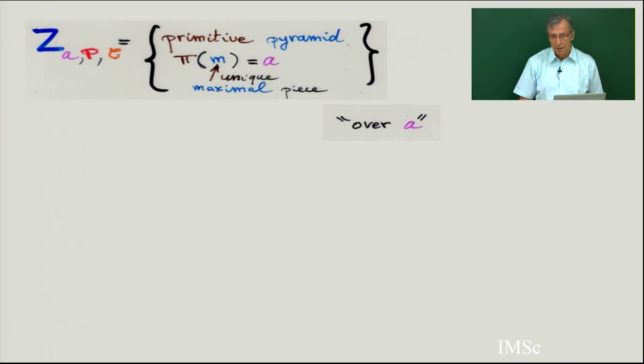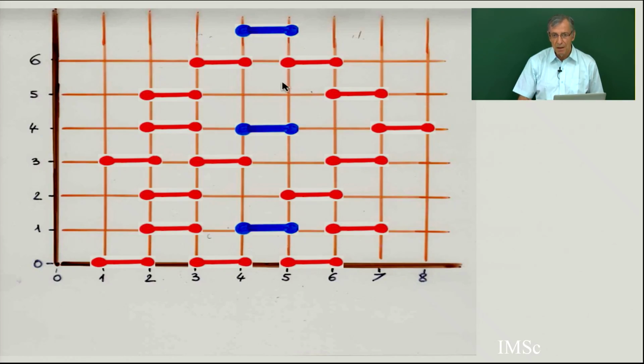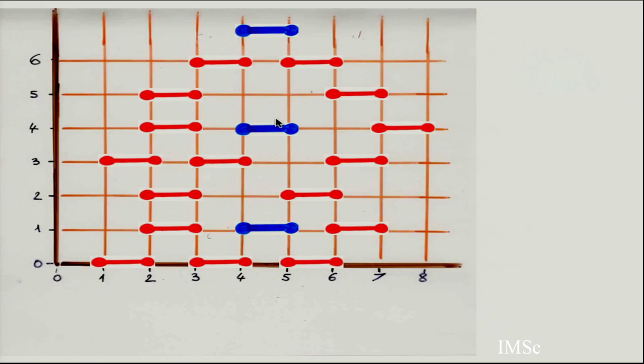So let's give an example. There's a unique factorization of a pyramid over A into primitive pyramids over A, and the proof is the following. Here is a pyramid with the maximal piece in blue. This A is a dimer 4, 5. And here you have 3 blue dimers projecting on 4, 5. Take the lowest dimer in blue, and you push.